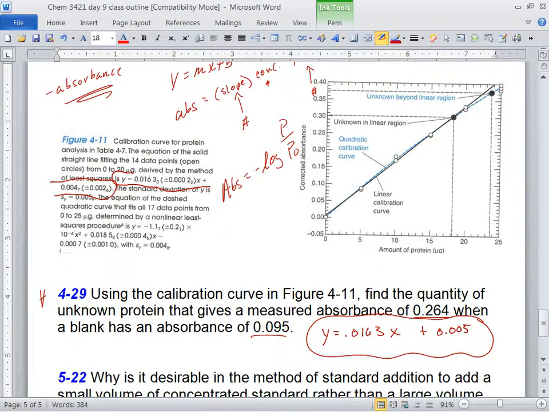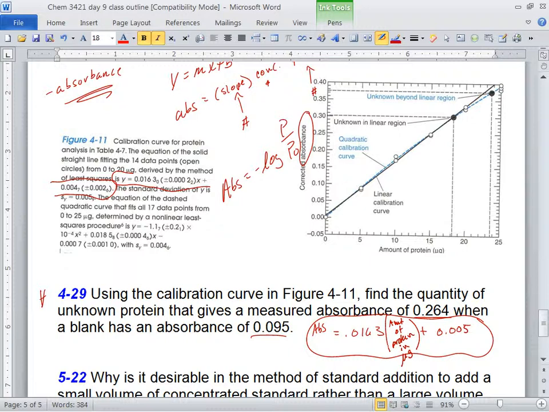Instead of saying y, we could say absorbance, because I'm trying to fit this. And instead of x, in that plot, I could say amount of protein in micrograms. It kind of looks better than just writing y and x, I think.